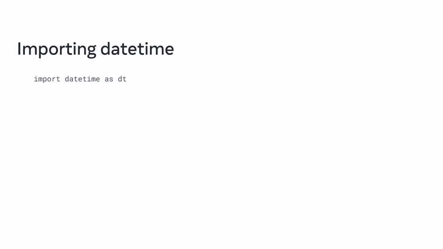Now let's look at the syntax for implementing datetime. To import the datetime Python class, use the import code followed by the library name. Then use the as keyword to create an alias of dt. You can now use this alias to call the library instead of typing datetime every time you need to use a function. You now have a datetime object created within your Python environment.